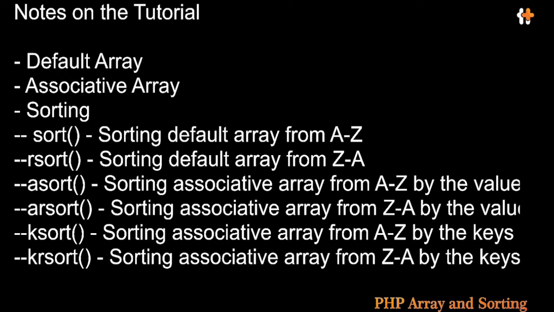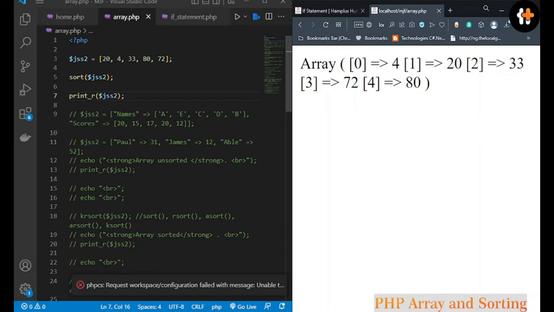Good. This is different from when we did not sort the array. Sorry for that. My screen was not showing. This is different. What we had was 24, 33, 80, and 72. But what is being produced after sorting is 24, 33, 72, 80, because we just applied sort.